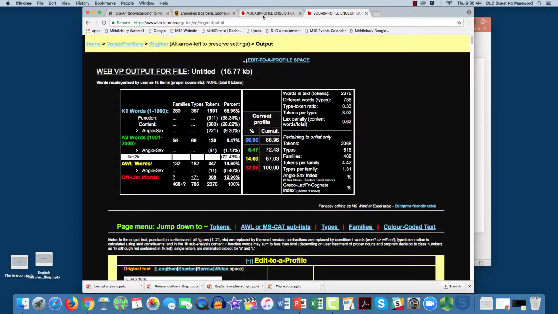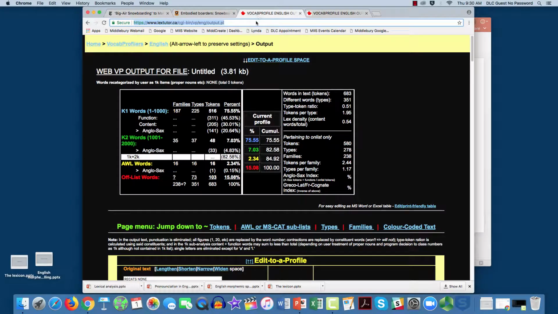Whereas in the newspaper article the K1 words were 75%, in the academic article the K1 words were only 67%. So the total of K1 and K2 in the newspaper article was 83, and here the total of K1 and K2 was only 72. So this means if I only know K1 or K2, I understand way less of this academic journal article than I would understand of the newspaper article.